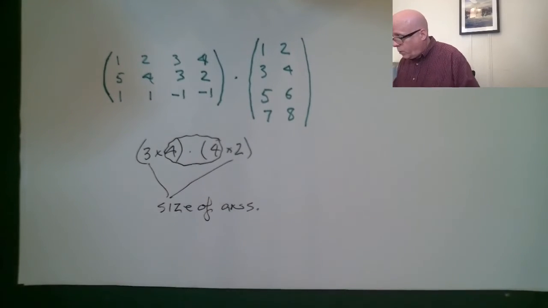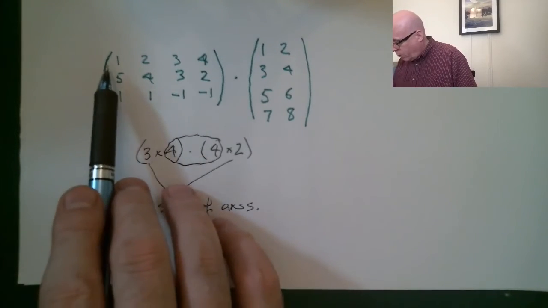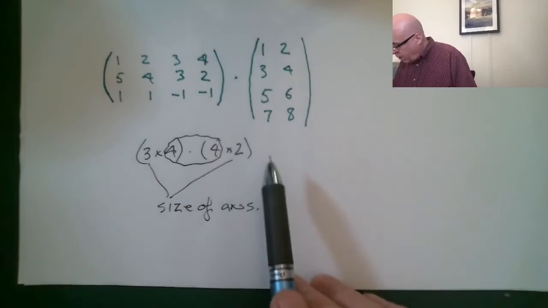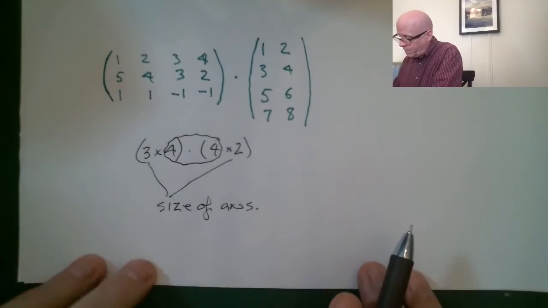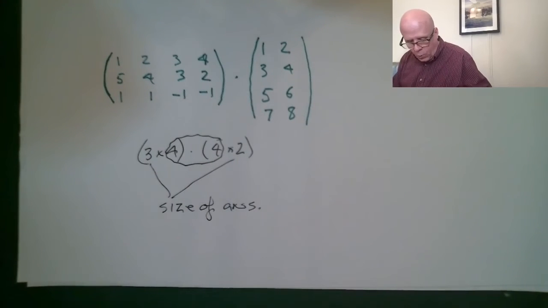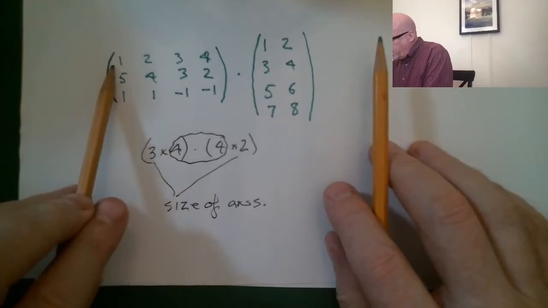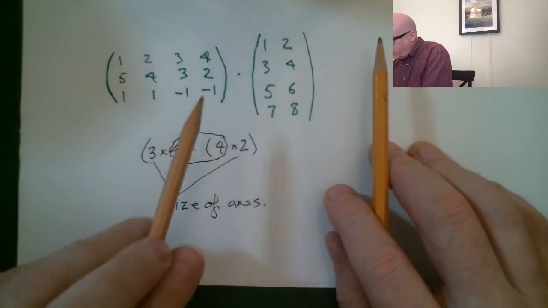So when we multiply these things that have rows of length 4 and columns of length 4, the 4's kind of get destroyed and you end up with something that's 3 by 2. Well, okay, so let's do the process. What you're going to do is have one hand trace across the rows of that matrix.